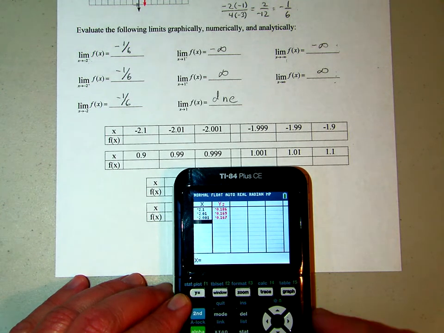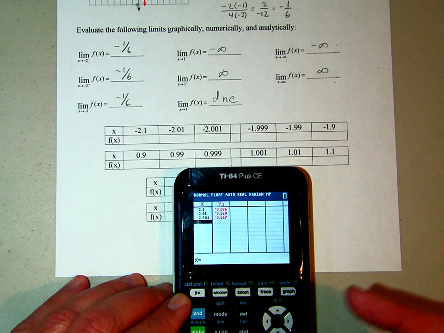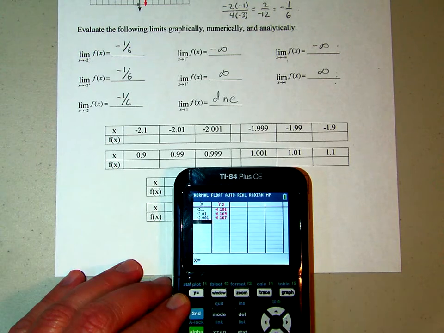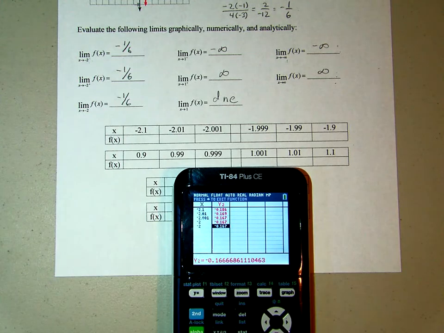Typically, I like to go a little bit further just to confirm it's heading where I think it's going to go. So -2.000, and then -2.0000, 1, and that decimal of -1.66666. Well, if that was 6 repeating all the way across, we would know reasonably for sure that that would be the decimal approximation for -1/6.